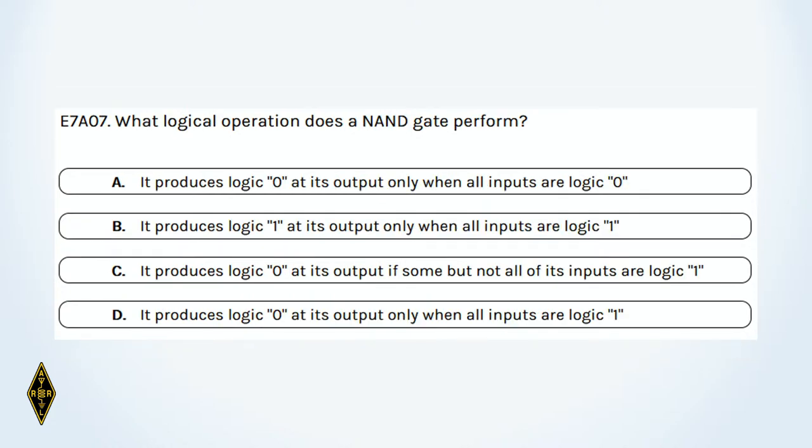And what logical operation does a NAND gate perform? Delta. And this is one you're probably going to have to go over a bunch of times to figure it out, and look at those truth tables. An AND gate would produce a logic 1 only if all of the inputs are 1. But with the inverter on the output, it produces logic 0 at its output only when all inputs are logic 1.